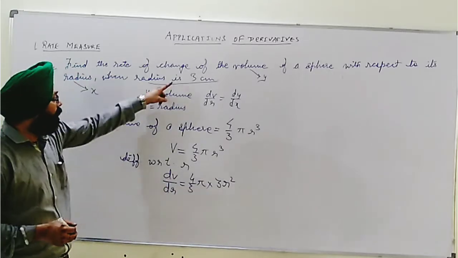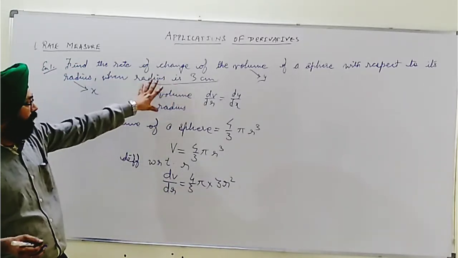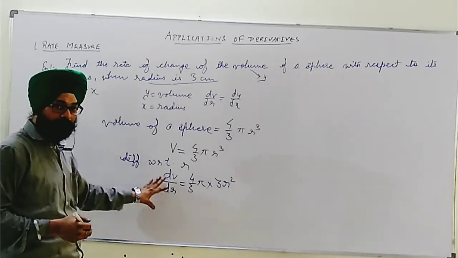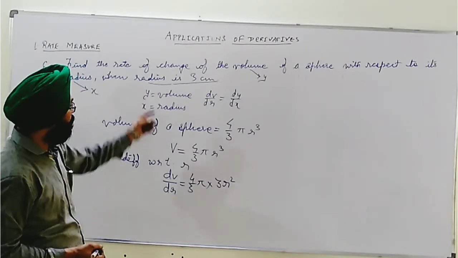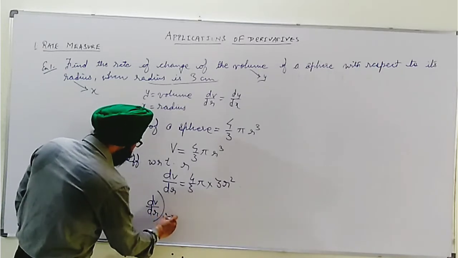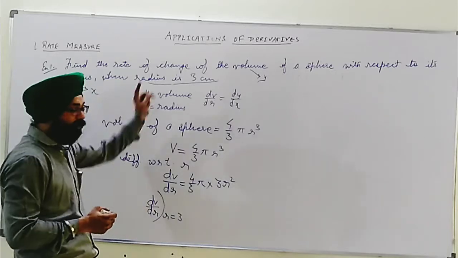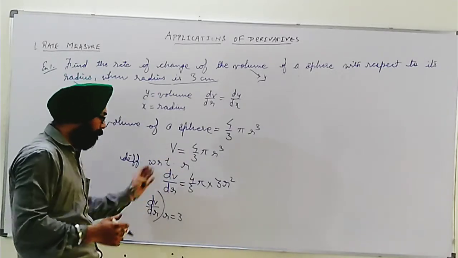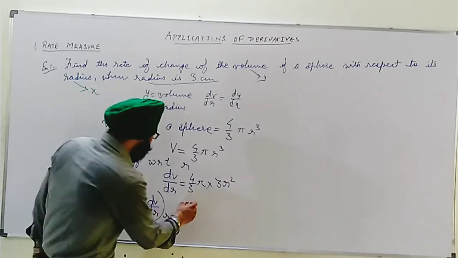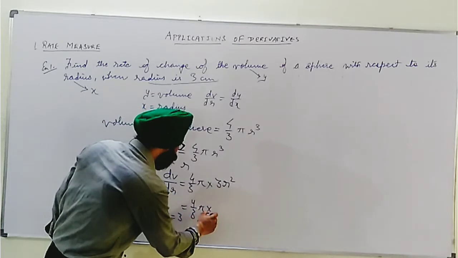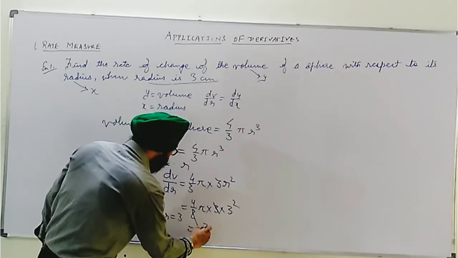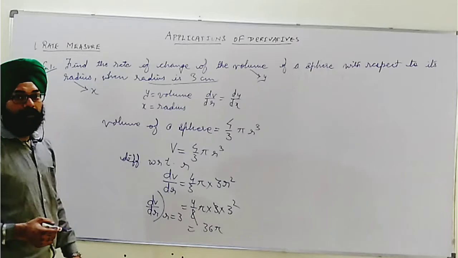As I said, one condition will be given. Suppose it is given. In that condition, we have to use it at last after we are done with the differentiation. Now this is dV by dr. We need to find this dV by dr at the condition when r is 3. So this is written as dV upon dr when r becomes 3 cm, the radius of the sphere becomes 3 cm. At that moment, what will be the change? What is the rate of change of volume? It will be equal to, replace r by 3. We get 4 by 3 pi into 3 into 3 square. This 3 and 3 cancel out. 3 square is 9, 9 times 4 is 36 pi.